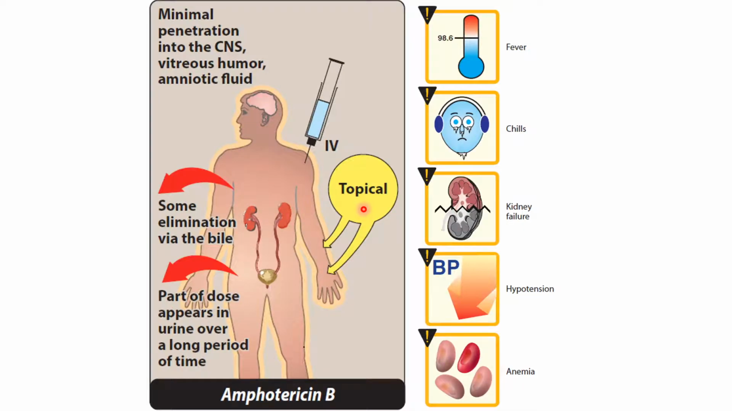And amphotericin B is injected intravenously only. So for the systemic infection, you can inject it only intravenously, and it requires a slow infusion. And also you can apply it topically to the skin for the dermal mycosis. And amphotericin B will not penetrate much into the central nervous system, but there is a little penetration to the central nervous system, vitreous humor, and amniotic fluid. And mostly it is eliminated by urine, and some part is eliminated by the bile.